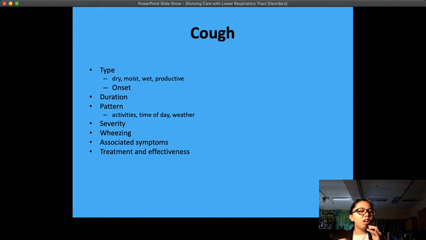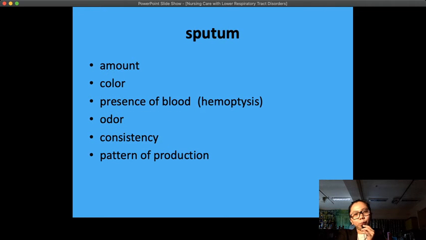Okay, there are signs and symptoms that we are looking for in order for us to differentiate what kind of diseases these are. Okay, so severity, wheezing, associated symptoms, treatment, and effectiveness. All right, so sputum. What is the amount?